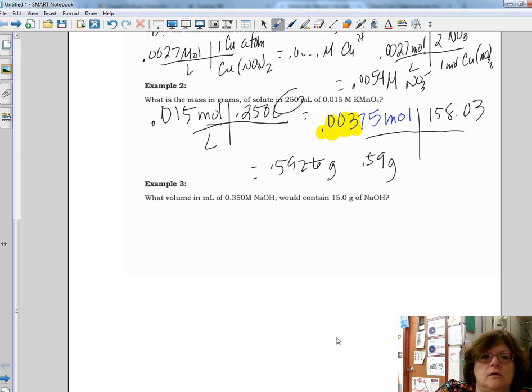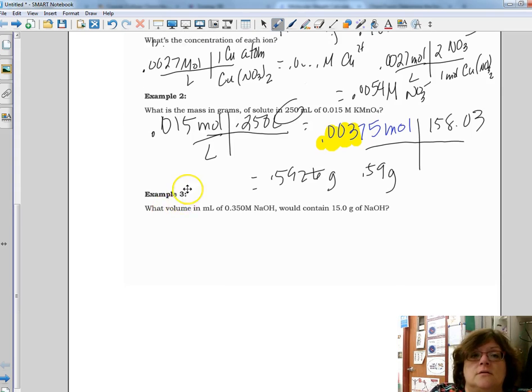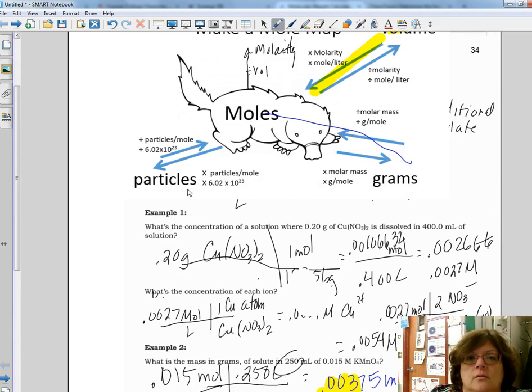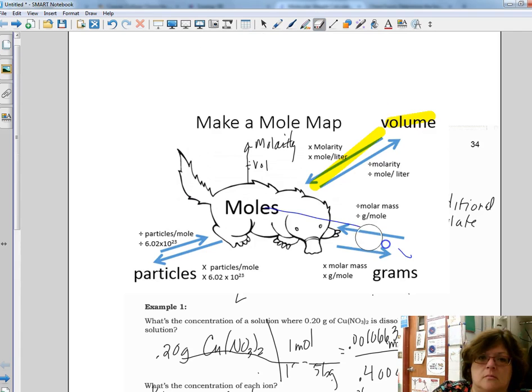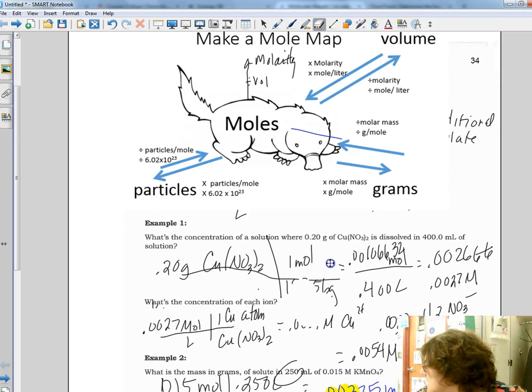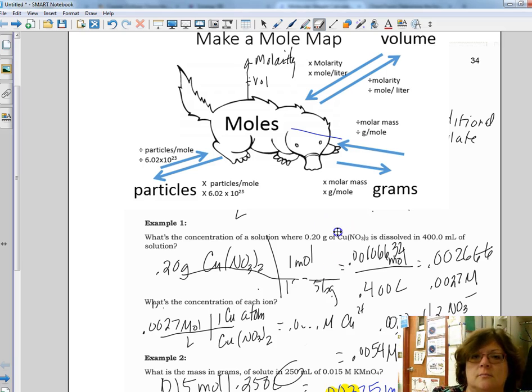Our third, we say what volume in milliliters. So we're going to solve for volume this time. If we look at our map, the question tells us molarity, and it tells us grams. So we're going to start with grams. We're going to go from grams to moles, and then moles to volume using the molarity.